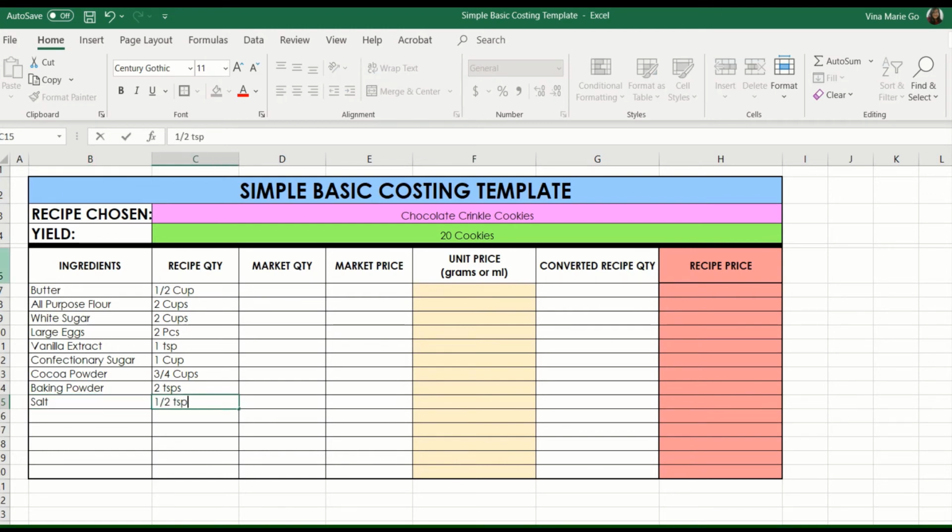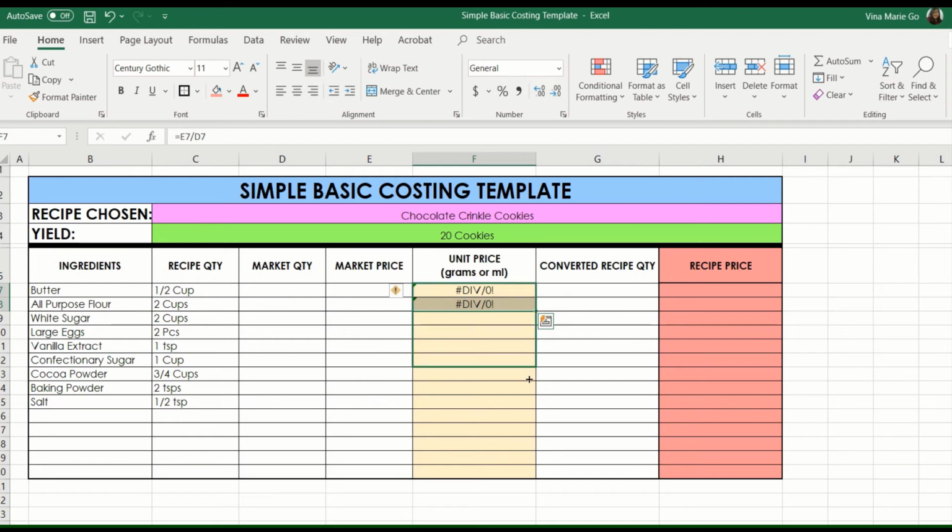Okay, so now, finally, we're going to fill up the market quantity and market price with our receipts, or Google. If you already have your ingredients at home, just Google the price, it will come up. Okay, and now we're inputting the formulas. As you can see, Excel will calculate it for you. Do you see what I am doing?